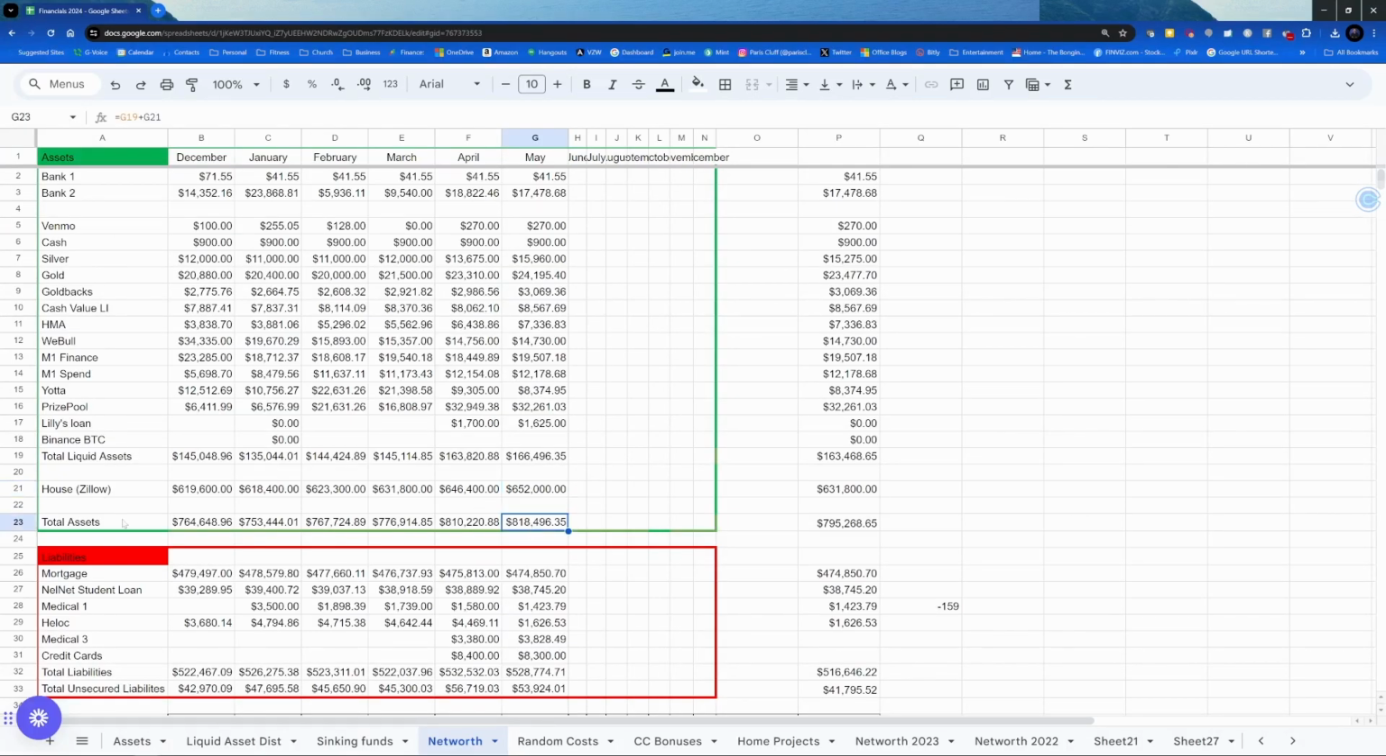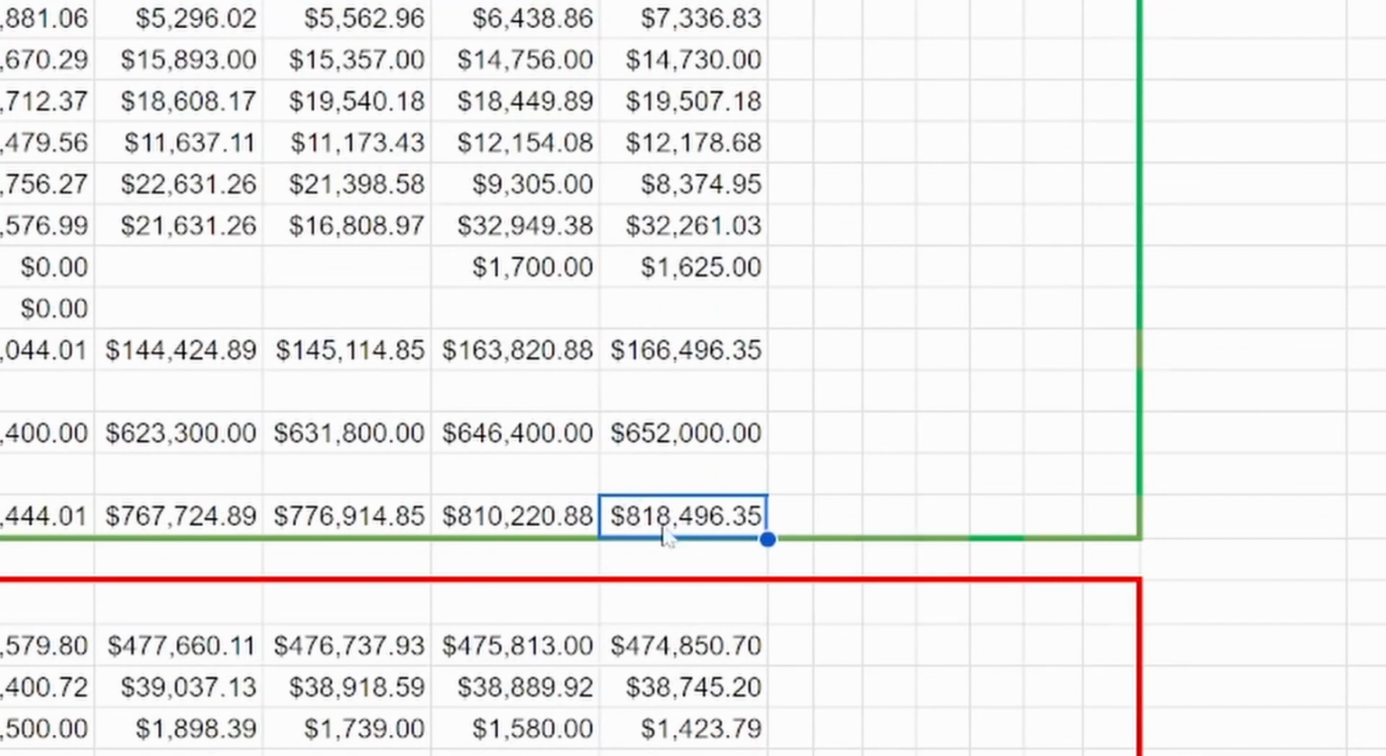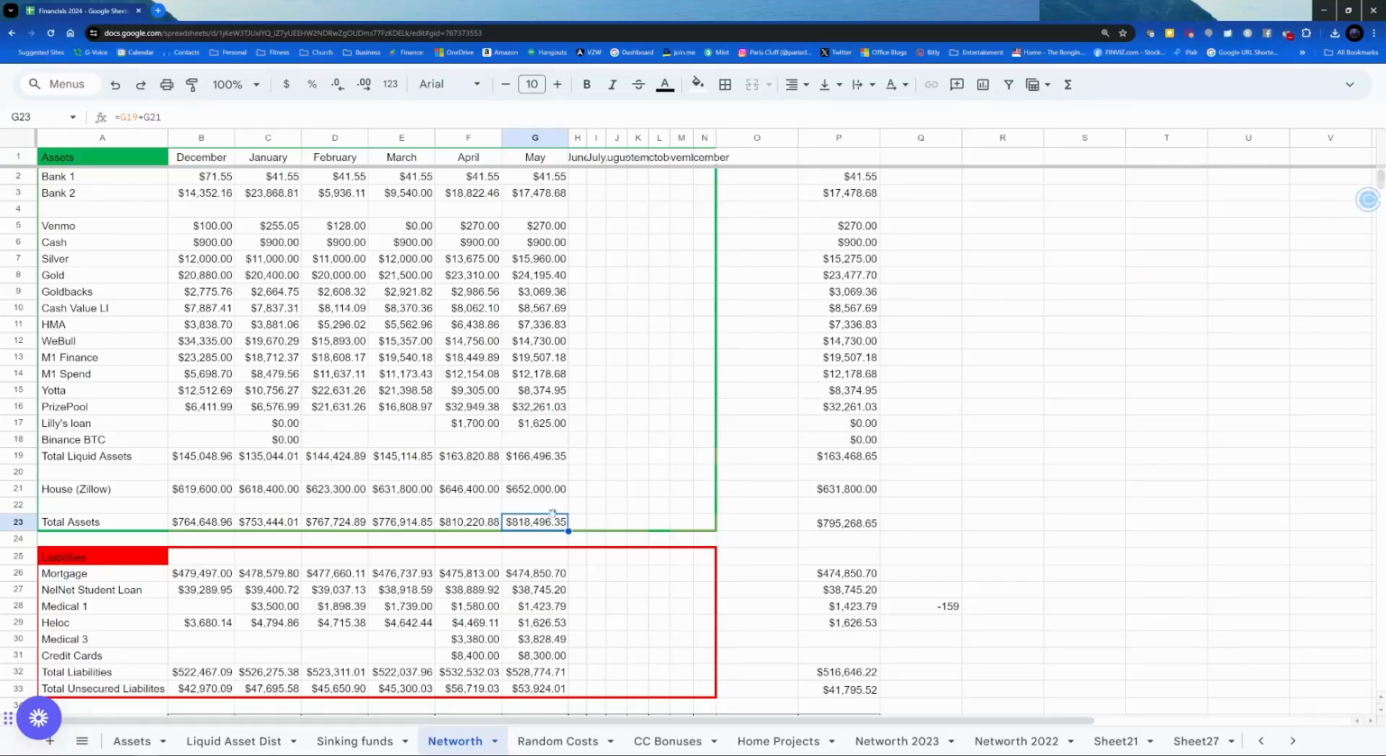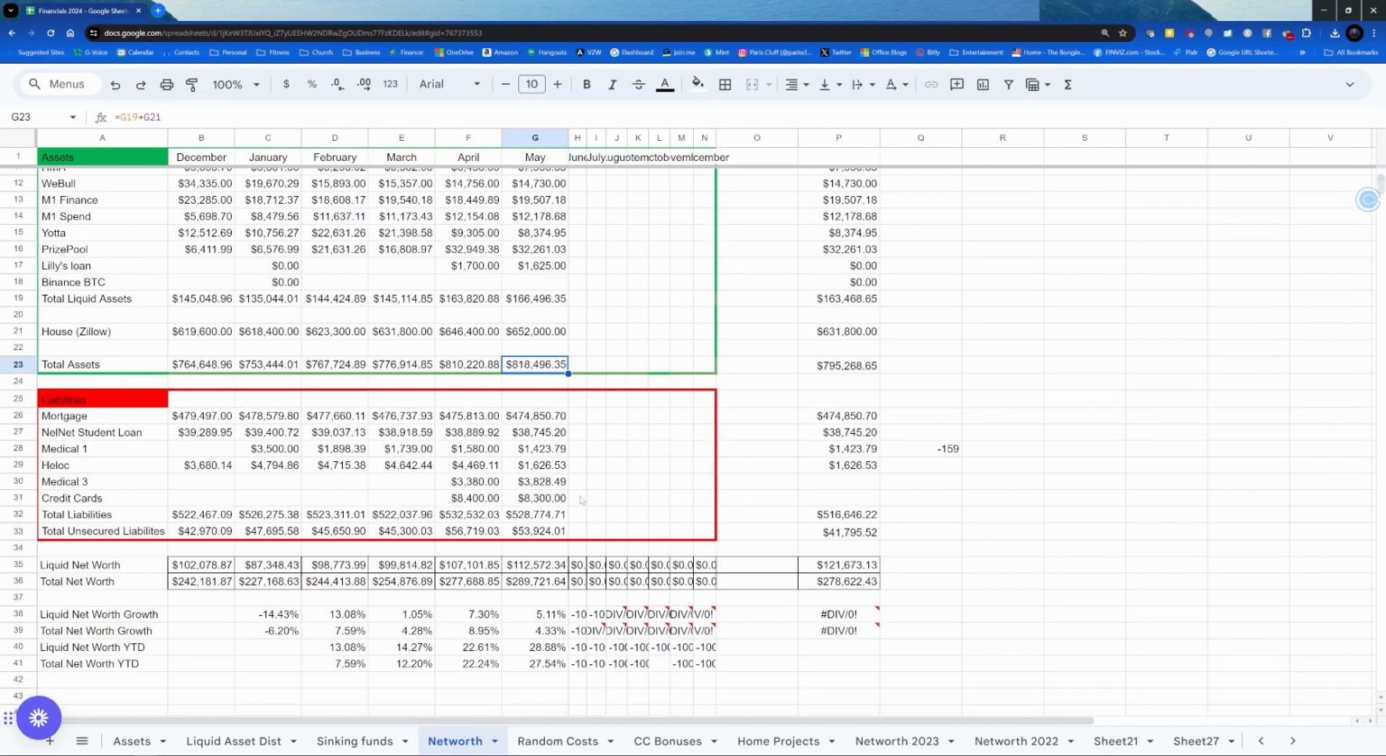And then my total assets. So here's my total liquid assets and here's my total assets. Total assets, including my home, is $818,000. I almost have $1 million total assets. And so I have to subtract, because that doesn't count as my net worth. My net worth is subtracting out now all of my liabilities.